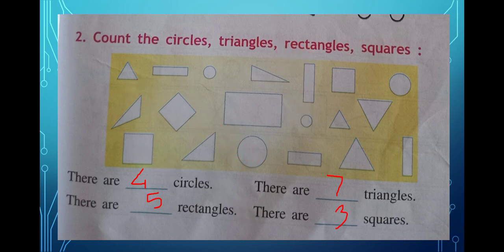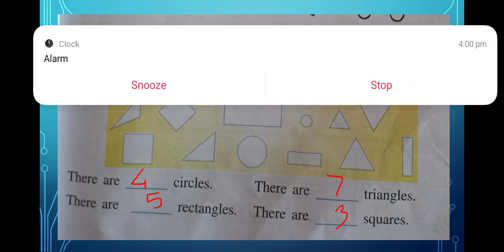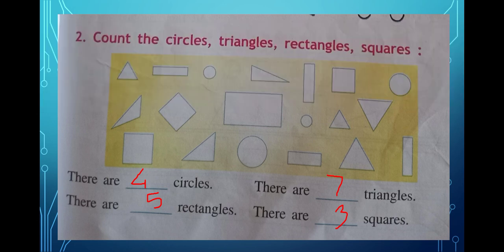So what we have learned today? Today we have learned how to identify different shapes, by counting and writing it, and also by coloring the shapes, by coloring the circle shape with same color, the triangles with same color, rectangles with same color. In this way we have learned how to identify different shapes.